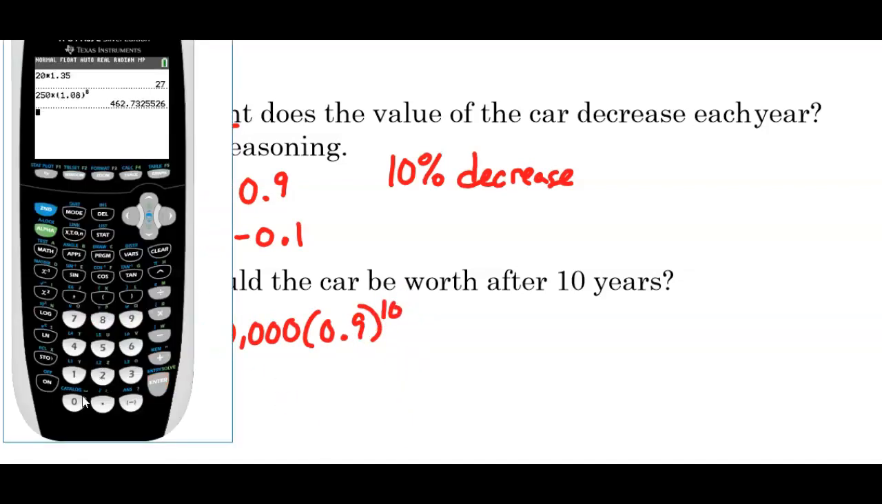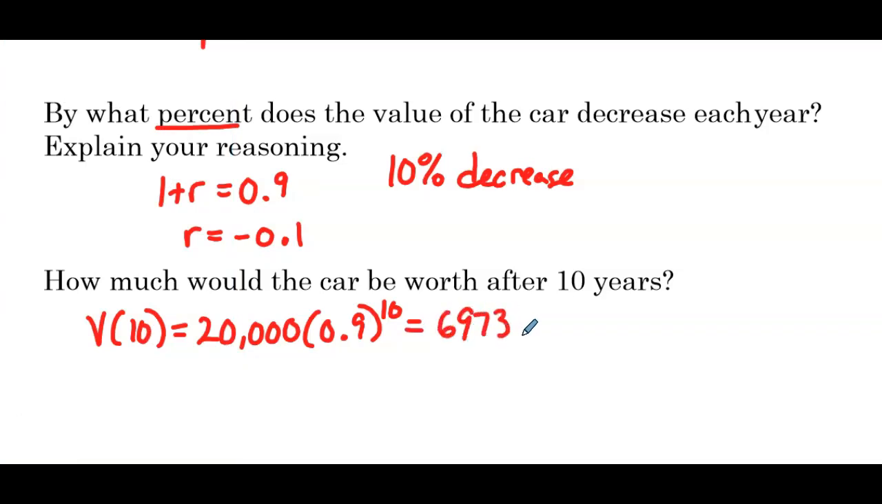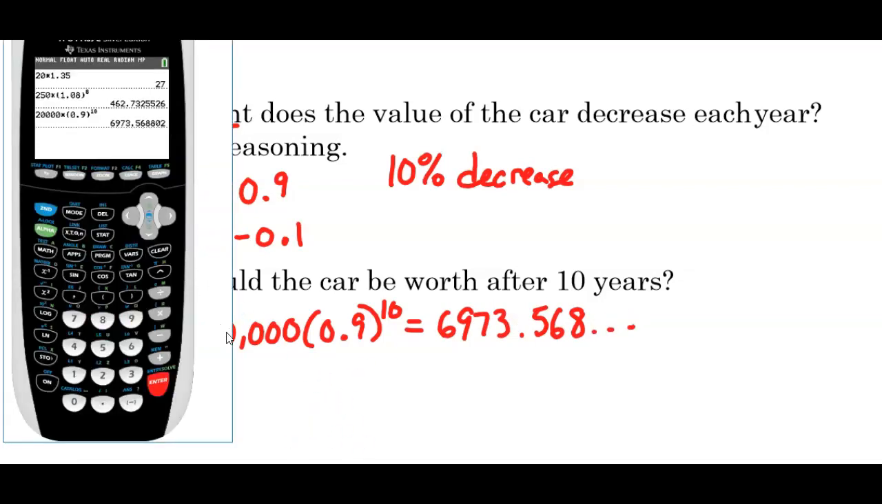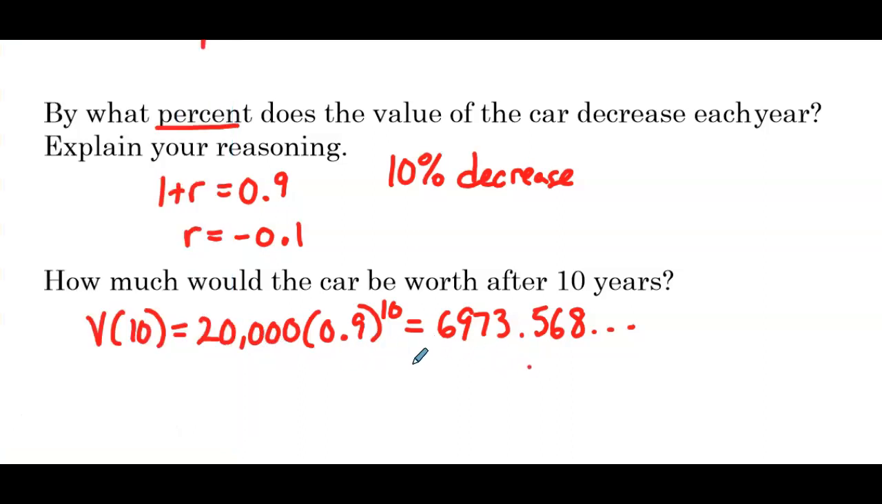Again, we can use our calculator here. So 20,000 times 0.9. Remember that exponent key is right there. To the 10th. Hit enter. So we have 6,973.568. Let's just double check that I have that right. 6,973.568 and on. Again, we're talking about money, so we want to round to the nearest cent. So that's going to be $6,973.57.